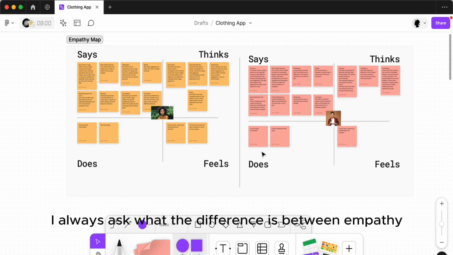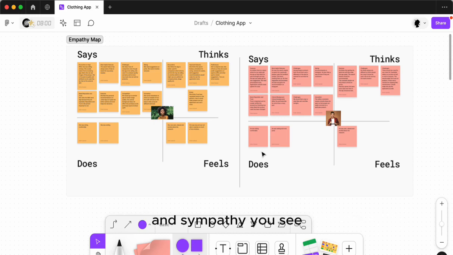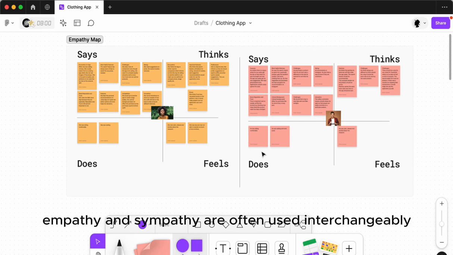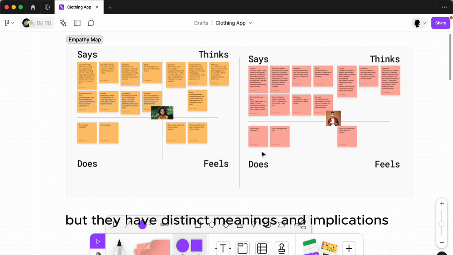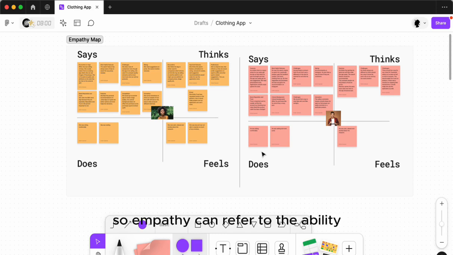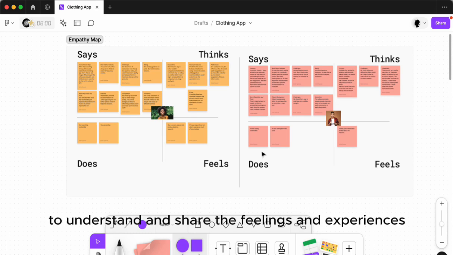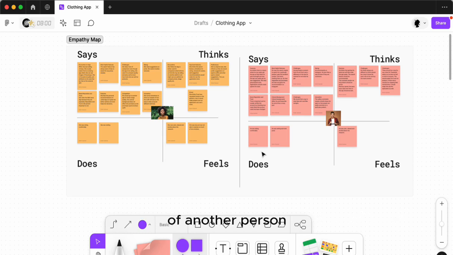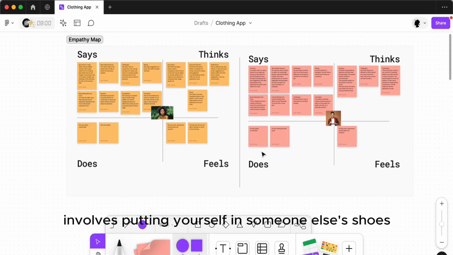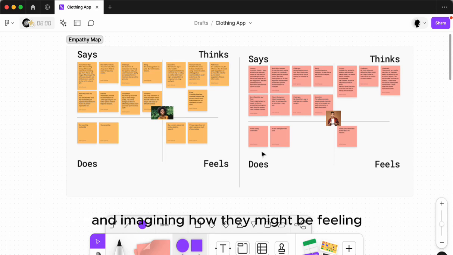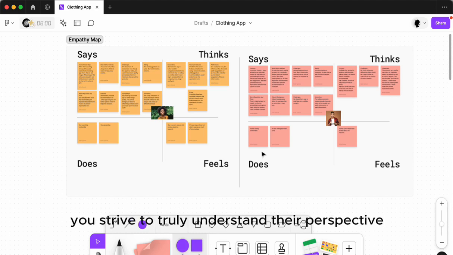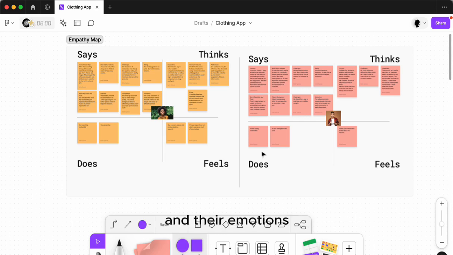I always ask what the difference is between empathy and sympathy. You see, empathy and sympathy are often used interchangeably, but they have distinct meanings and implications. So empathy can refer to the ability to understand and share the feelings and experiences of another person. This mostly involves putting yourself in someone else's shoes and imagining how they might be feeling. So when you empathize with someone, you strive to truly understand their perspective and their emotions.